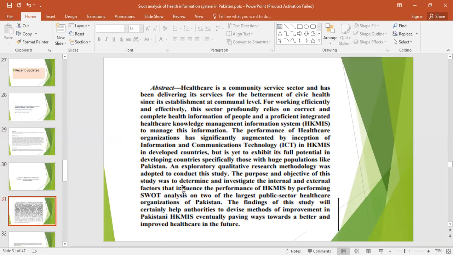The purpose and objective of this study was to determine and investigate the internal and external factors that influence the performance of healthcare management information system by performing SWOT analysis on two of the largest public sector healthcare organizations of Pakistan. The findings of this study will certainly help authorities to devise methods of improvement in Pakistani healthcare management information system, eventually paving ways towards a better and improved healthcare in the future.